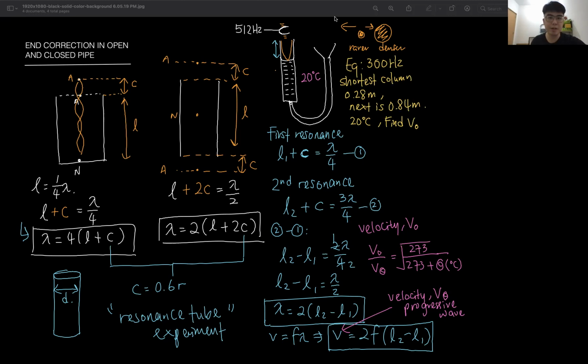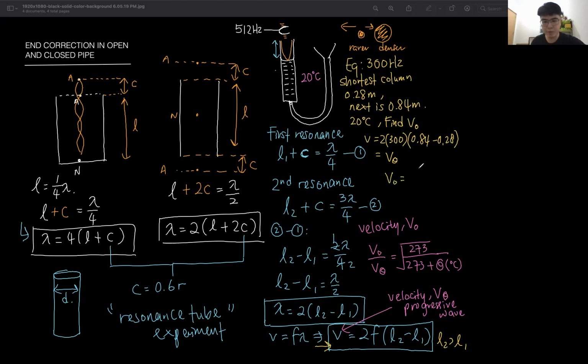Okay, so we want to find a velocity, right? Meaning that we will use this equation. V equals 300 times L2 minus L1. L2 is always bigger than L1. So 0.84 minus 0.28. You can calculate this. What is this? This is my V theta, right? V theta.